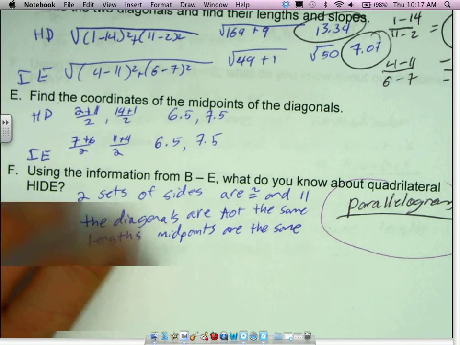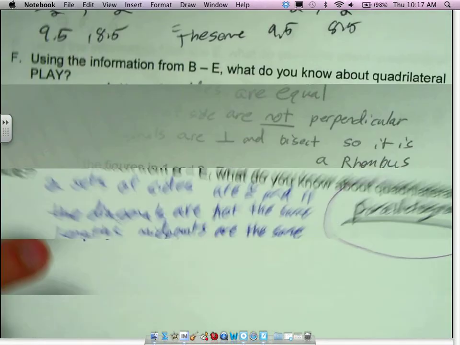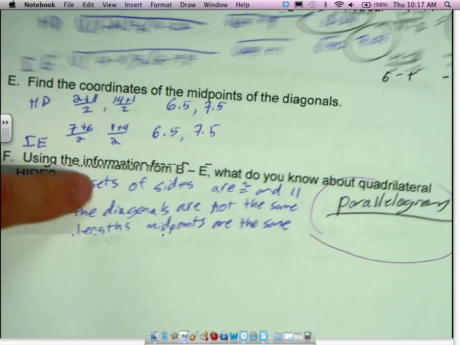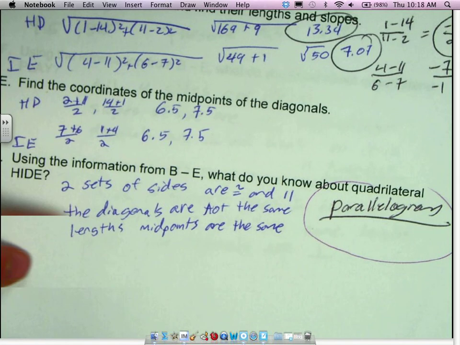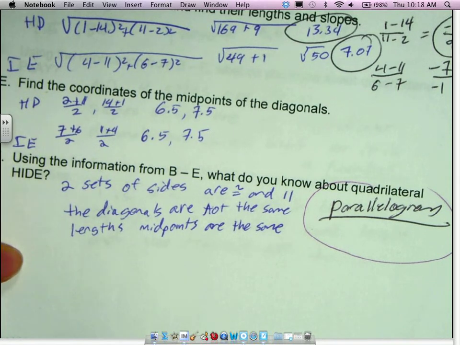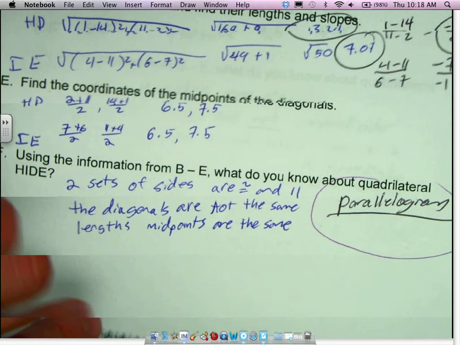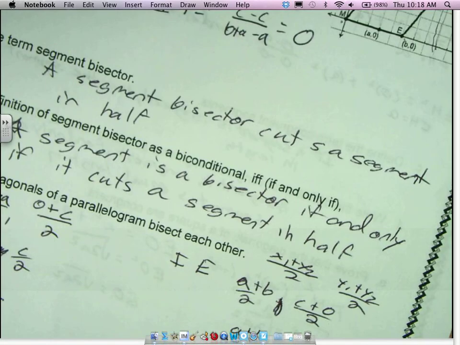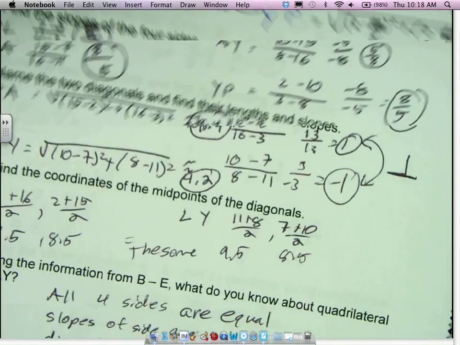We're going to go to number 2, which we have not gone over yet. No, I'm still on number 1. Number 1 was a parallelogram. I'm going to go to number 2 in just a second. Number 1 is a parallelogram: 2 sets of sides are congruent and parallel, the diagonals are not the same length, and the midpoints are the same. Number 2.